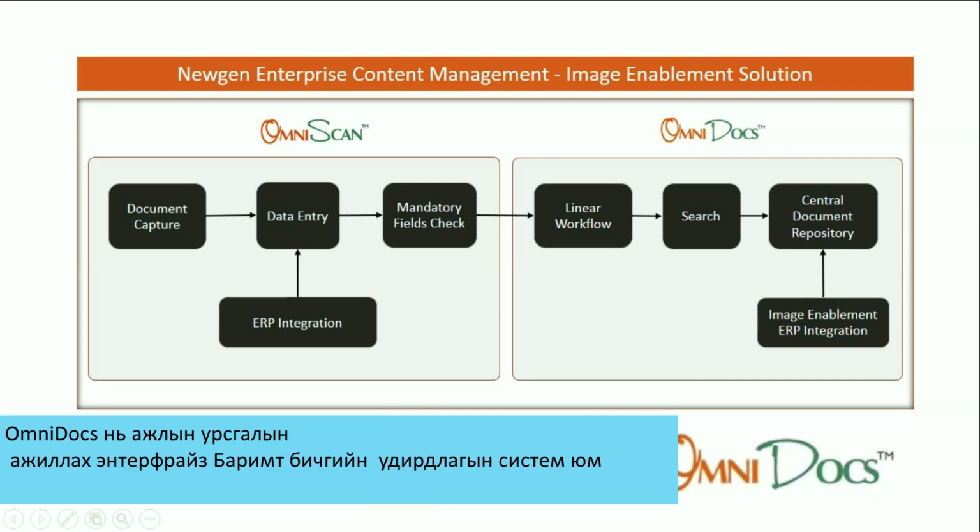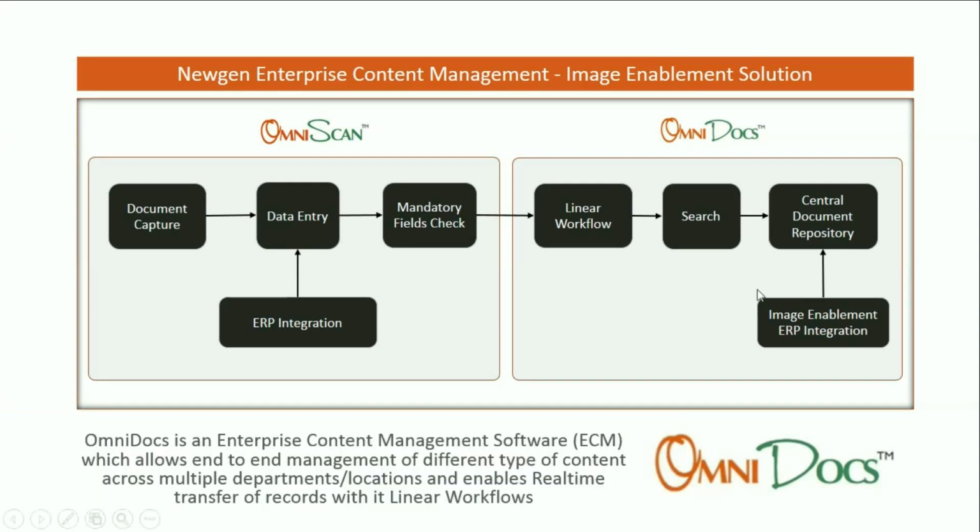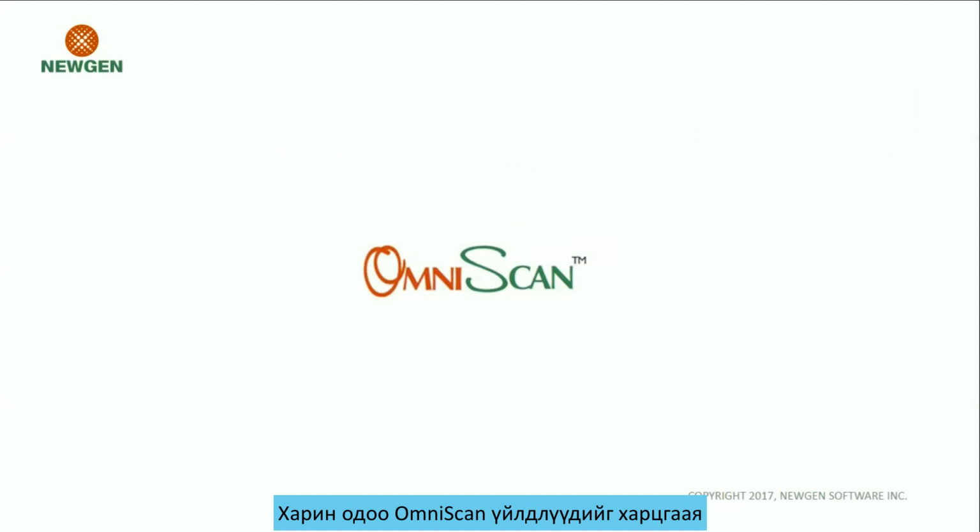Then you have OmniDocs. OmniDocs is an enterprise content management software which allows end-to-end management of different type of content across multiple departments or locations and enables the real-time transfer of your records or invoices with its linear workflows. It also has the image enablement feature, with the help of which you can view all the images saved in OmniDocs from within your ERP system. So now let's see OmniScan in action.